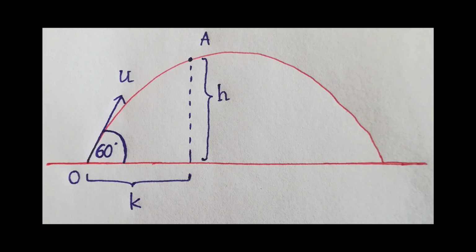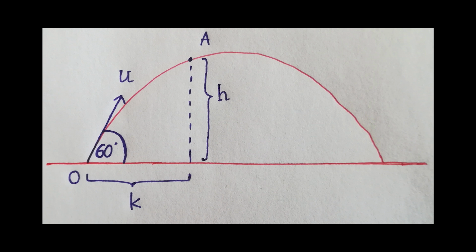So I can draw my projectile starting from O with an initial velocity u, which is making an angle 60 degrees to the horizontal. Then I have marked another point A on this projectile motion. The vertical height from the level of O to my point A is h. The horizontal distance from O to point A is k.